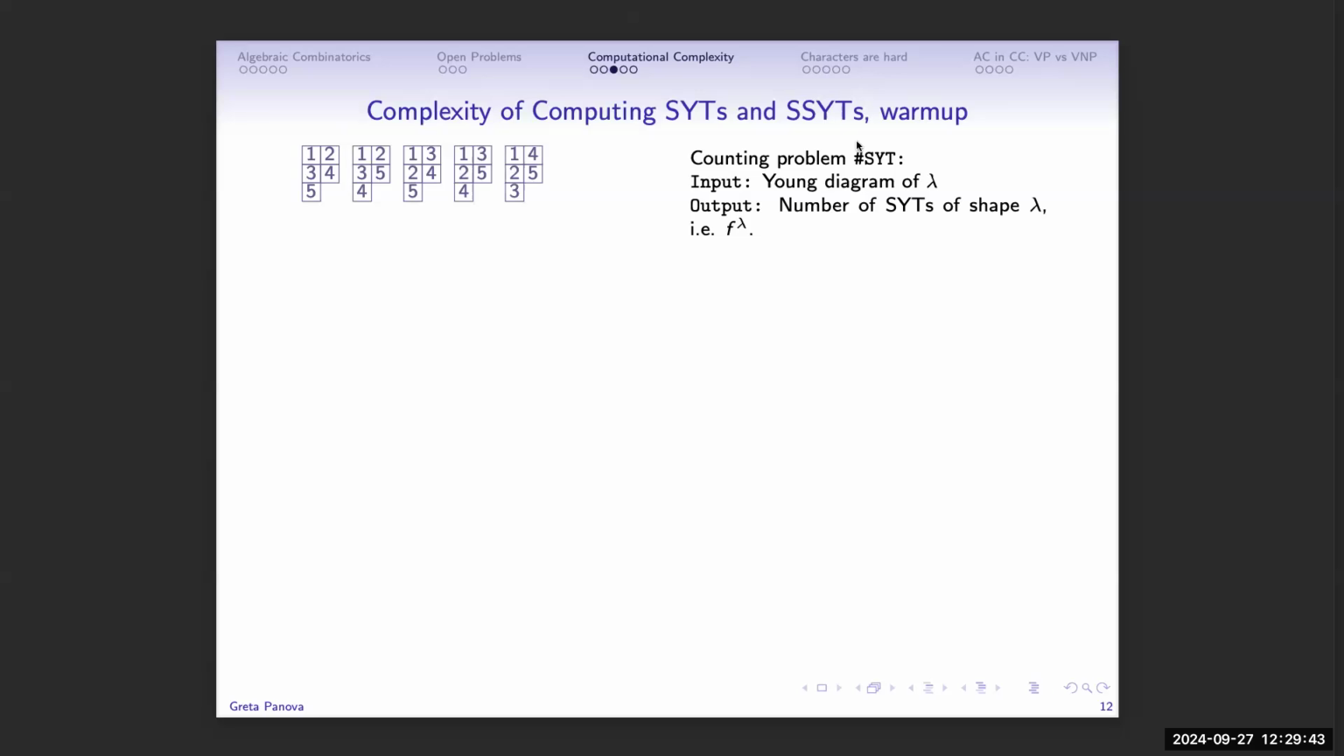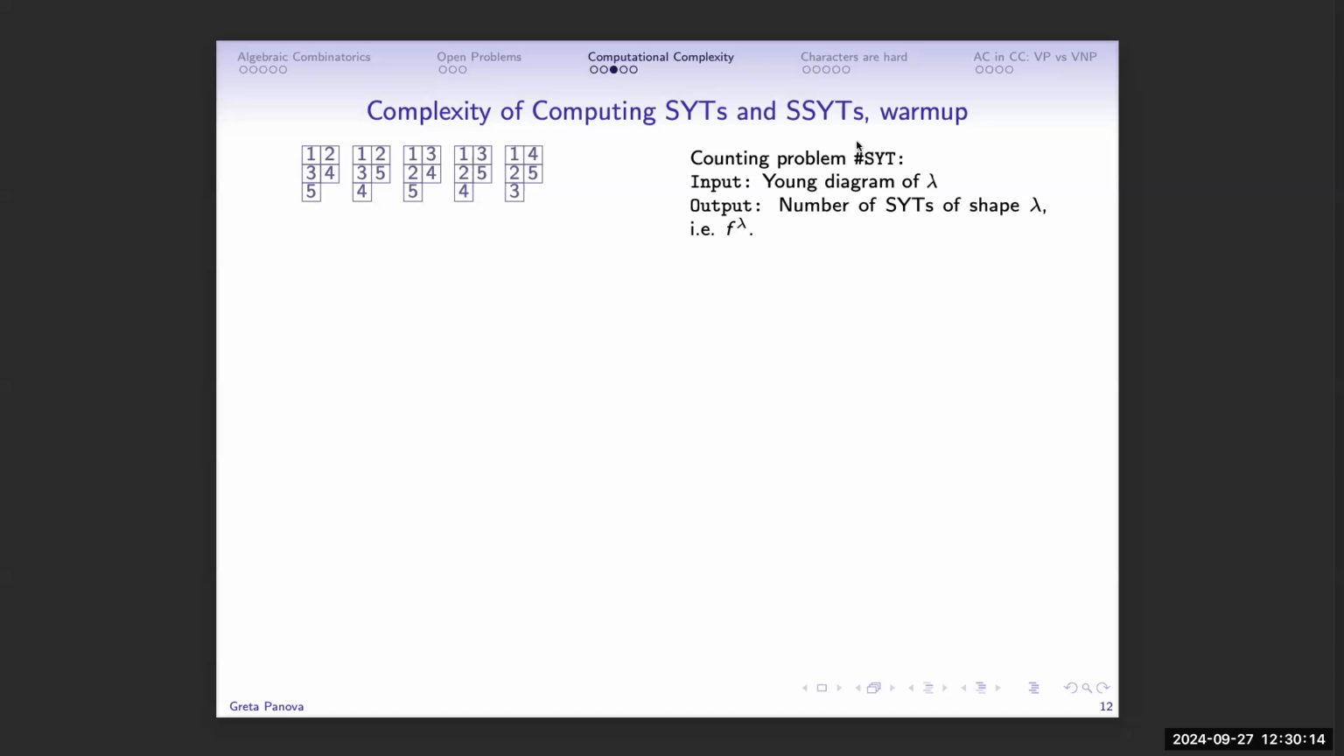Okay, so let's just do some warm-up with things that I mentioned in algebraic combinatorics. Say we want to count the number of standard Young tableaux. Now, everything is defined in terms of the input size. So what's the input? The input, in this case, is going to be the partition lambda as a Young diagram. You can imagine that I just mark some boxes in a matrix, and that's going to be the input.